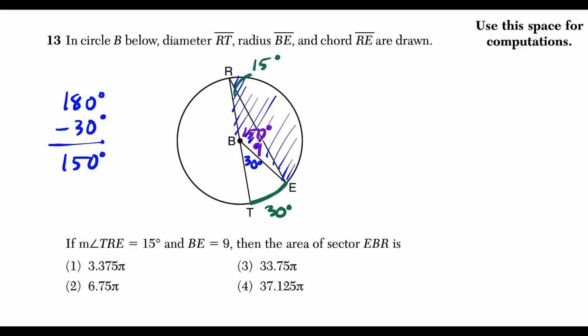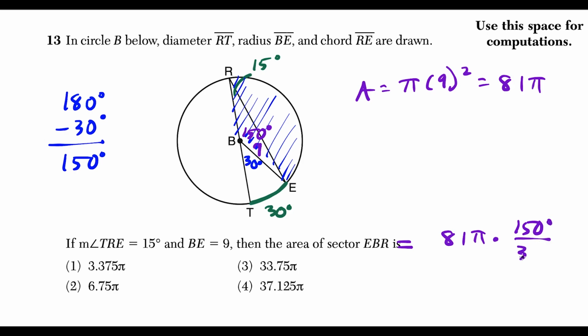And now the next thing we have to know is that the area of the whole circle is pi times the radius squared. And the radius is 9. So we have pi times 9 squared, which is 81 pi. But now we just take a proportion here. The area of the sector is, I'm just going to write, equals 81 pi times the 150 degrees out of the full circle, which is 360 degrees. So the units cancel and the zeros will cancel.